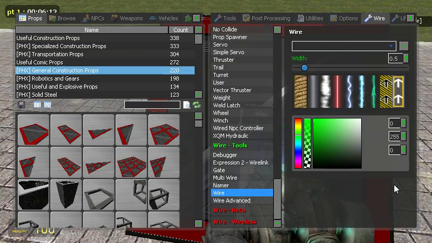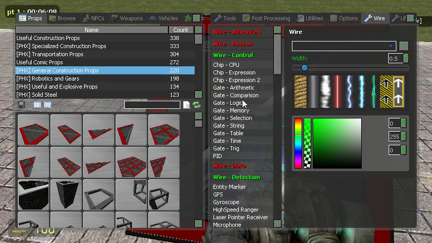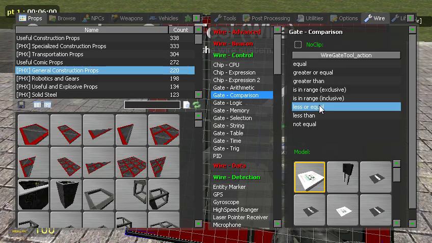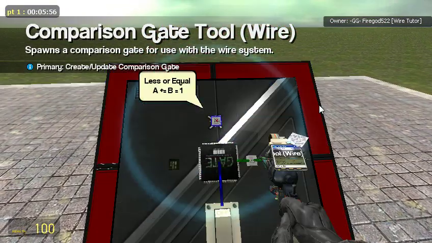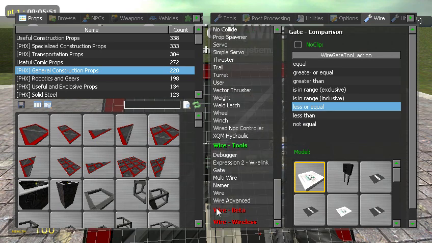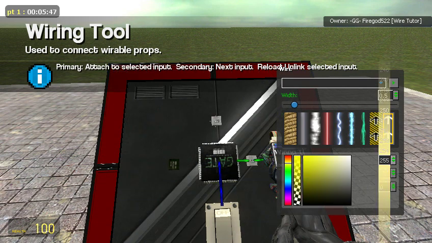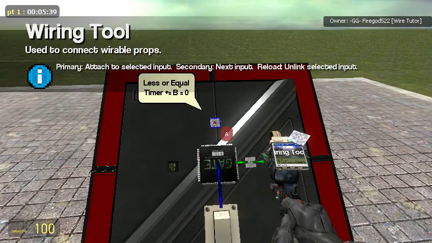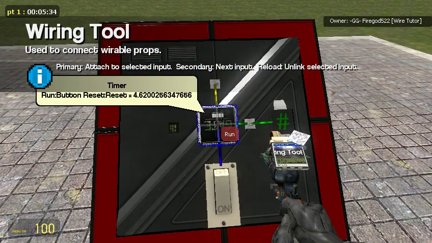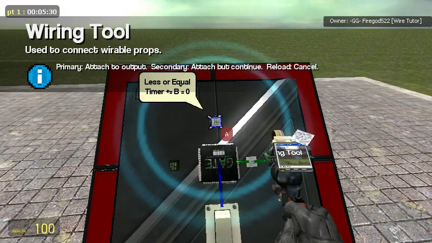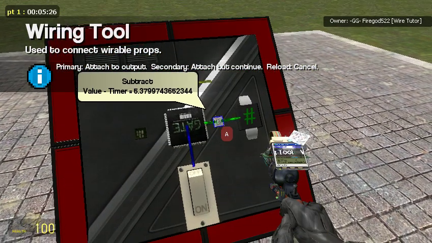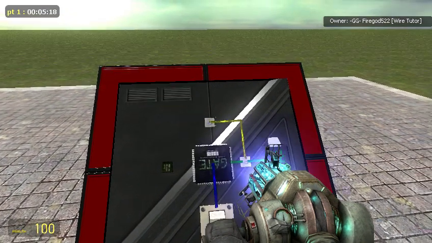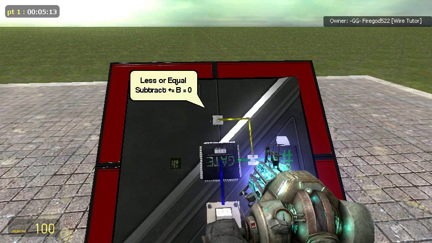Okay. We're going to need a comparison gate. What was it? Less than or equal. There. And go back down to wire. Okay, so now we're going to see if the timer is less than or equal to 0. So if this is at 0, wait, no. We're actually going to see if the subtract gate is at 0. Yeah. So, my bad, I didn't mean to wire it to the timer. Okay, so basically, if this is at 0, or less than that, this value is going to be 1.